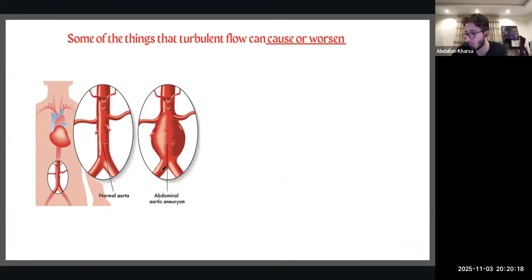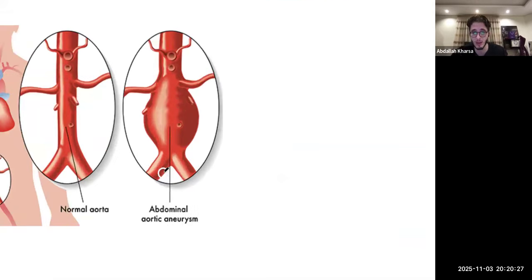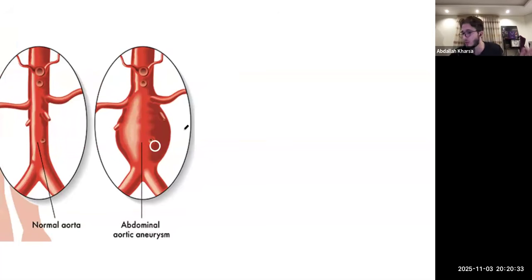In an aneurysm, turbulent flow is causing blood to hit the wall so much that the vessel balloons up. That the vessel starts expanding like this, because blood is hitting the wall so much. And this is caused due to several factors, like the wall is weak and so on.